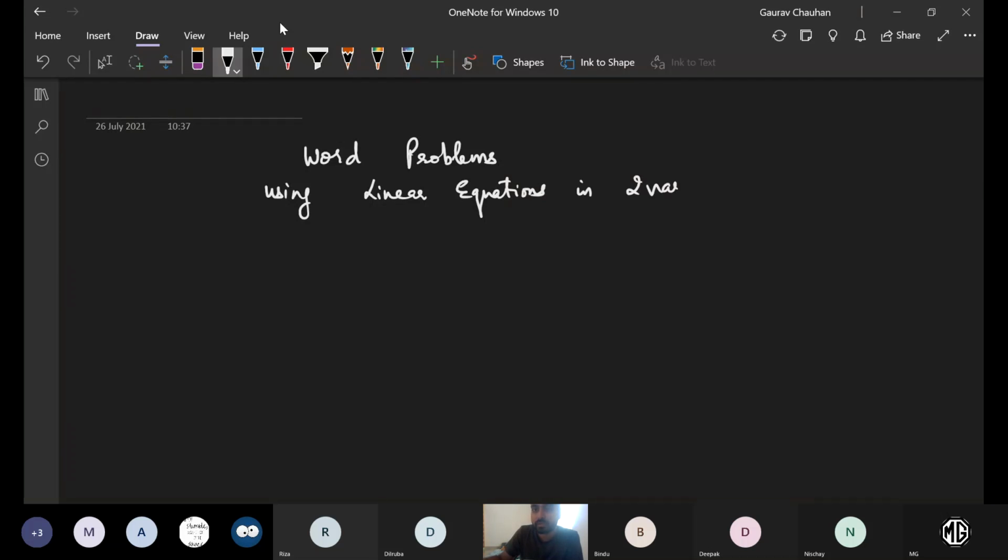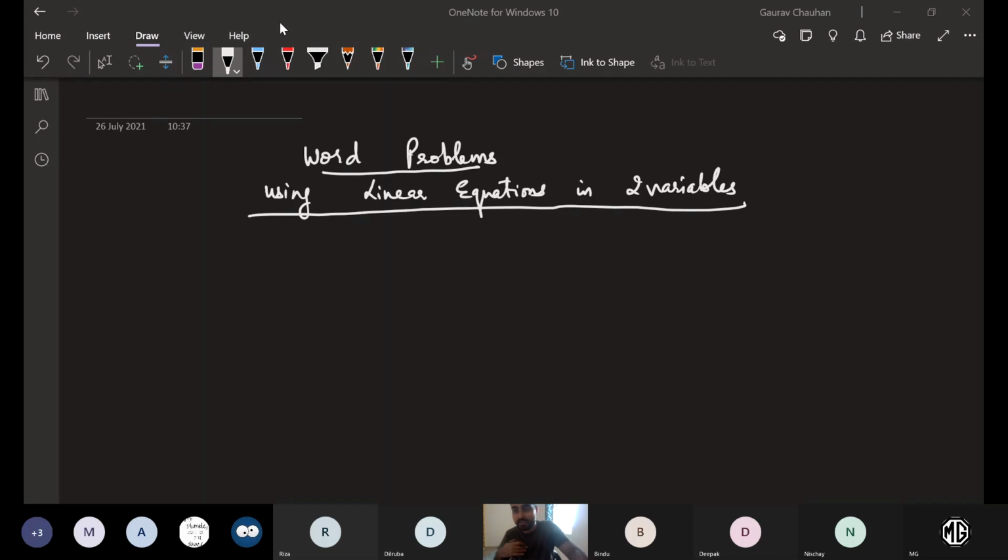In a fresh page, I want you to write. Unless almost 3/4 of a long notebook is remaining, then you can write in that page. Otherwise, in a fresh page. Word problems using linear equations. This is not a new chapter, this is in this chapter only. We are not yet going to the equations reducible to linear equations.